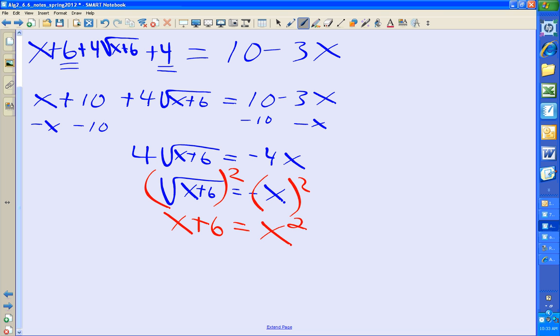Subtract x plus 6. Yeah. Some people say, well, it's less work to subtract the x squared. No, it's not. You have to rewrite the whole line. So no matter what you do, you're doing the same amount of writing. 0 equals x squared minus x minus 6.